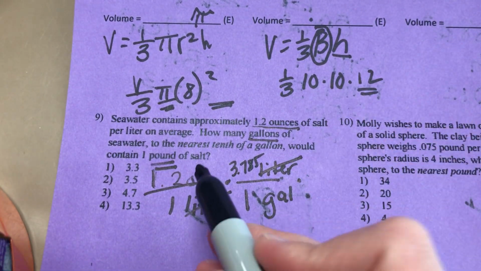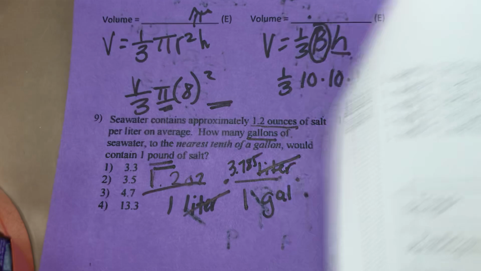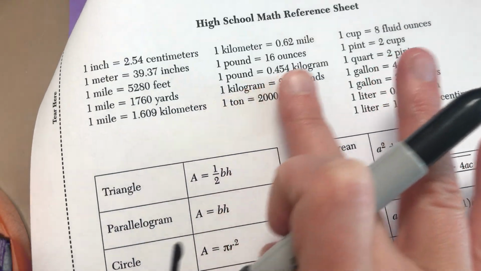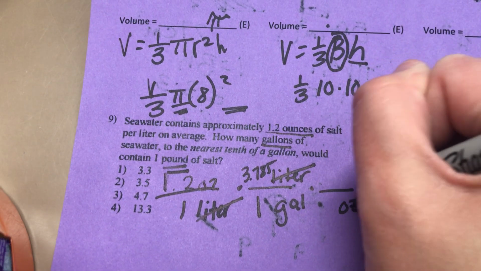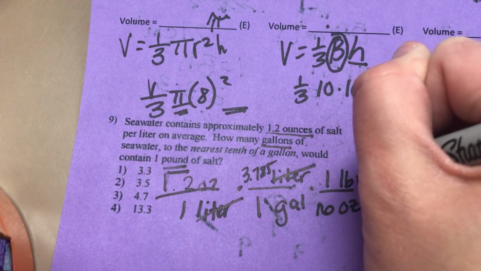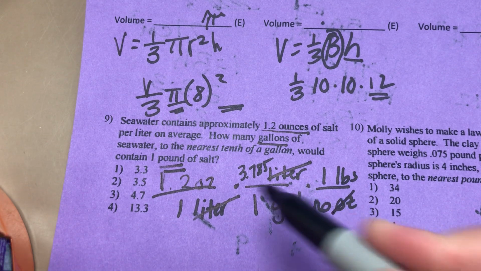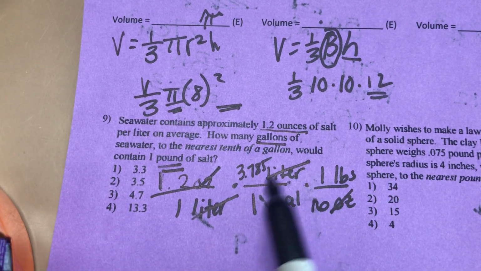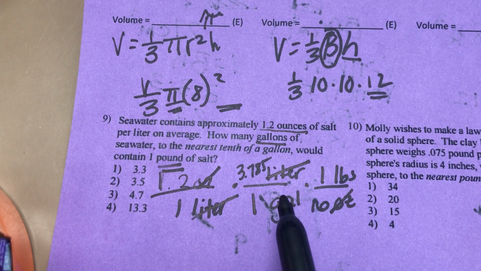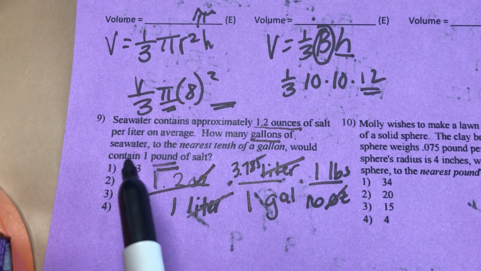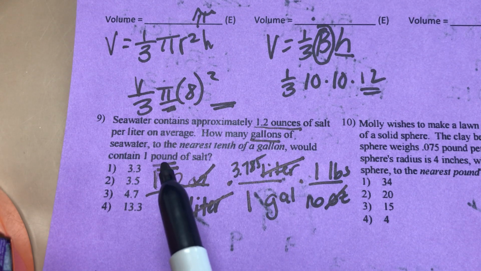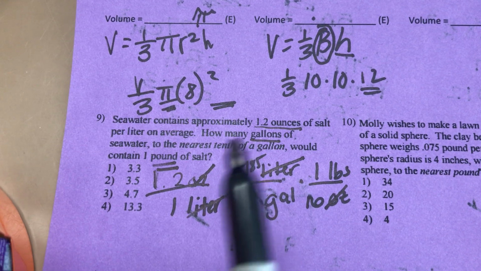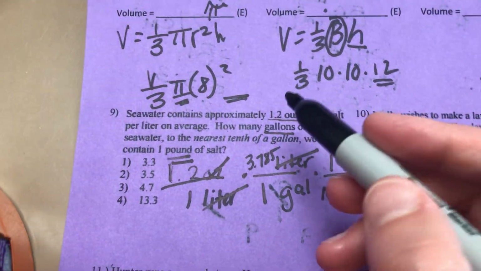And now I need to cancel out my ounces with pounds. So go in here, 1 pound is 16 ounces. So again, I need the ounces to cancel, and I need to keep the pounds. So now my ounces cancel. Notice I'm now left with pounds per gallon. So to the nearest tenth of a gallon would contain 1 pound of salt. How many gallons would contain 1 pound of salt? So I'm getting there. I'm on my way.